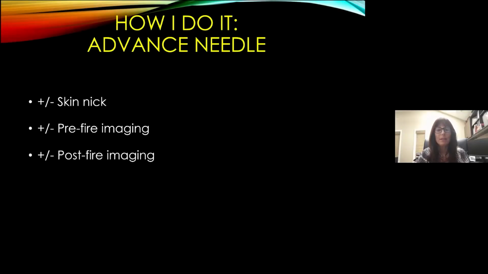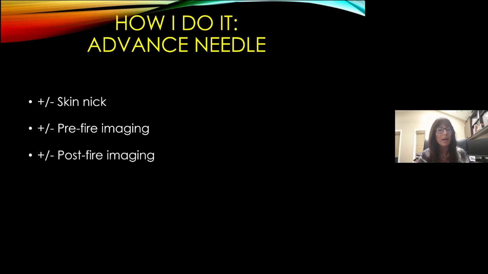Once the patient is anesthetized and we've repeated imaging, we go ahead and advance the needle to the satisfactory target of X, Y, and Z. Sometimes I make a skin nick if I feel that it's going to be challenging to advance the needle. For example, in a more anterior location near the nipple where there isn't good compression, it may be harder to get the needle into the breast. So I may make a skin nick to make that easier.